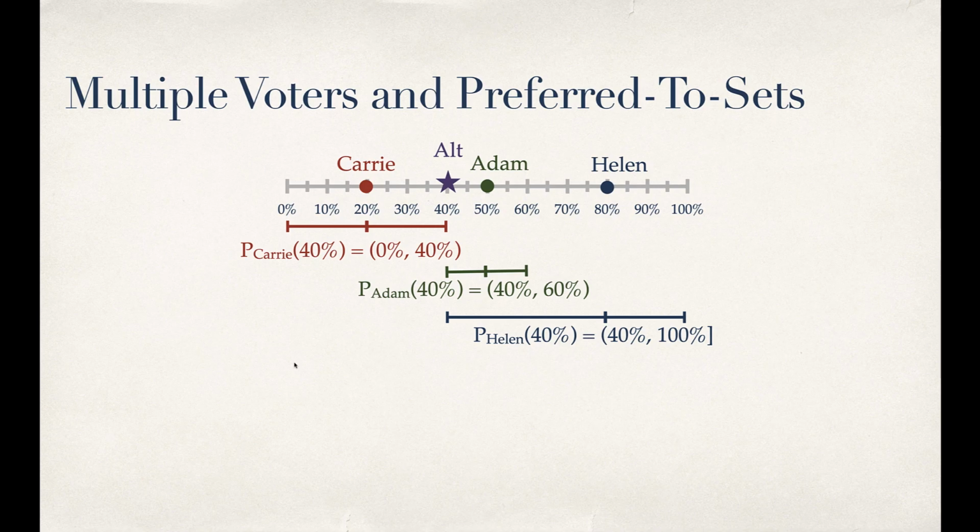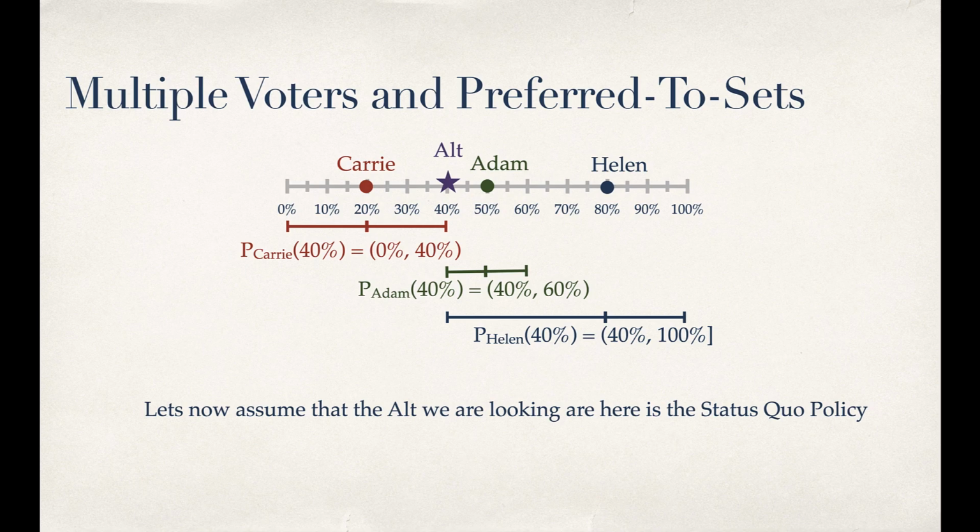What we want to look at next is what are the set of alternatives that would beat the alternative alt, okay? So we're going to assume the alternative we're looking at here is the status quo policy. So this is existing law. So we're going to just relabel it SQ to make it the status quo. This is pretty common, especially when we're looking at pairwise voting situations, to think of one of the alternatives as the existing policy and the other alternative as a proposal.